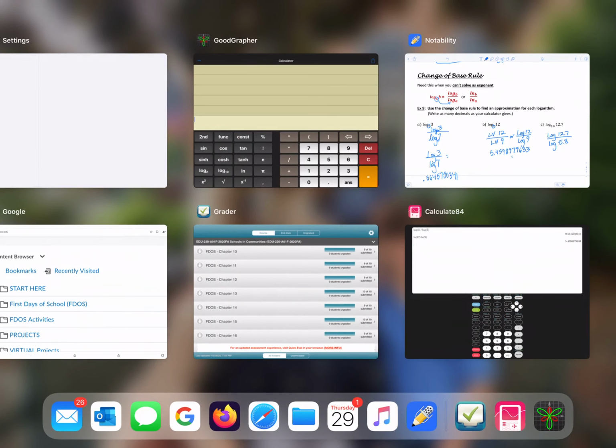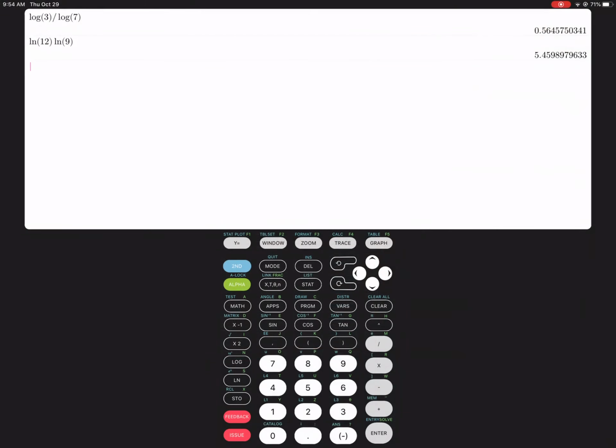12.7 and 5.8. The key is you've got to be consistent. If you use logs, you're going to want to keep the logs. If you use ln's, you want to do ln's. You don't want to have the top be logs and the bottom be ln. I don't know why you would do that, but some folks might.